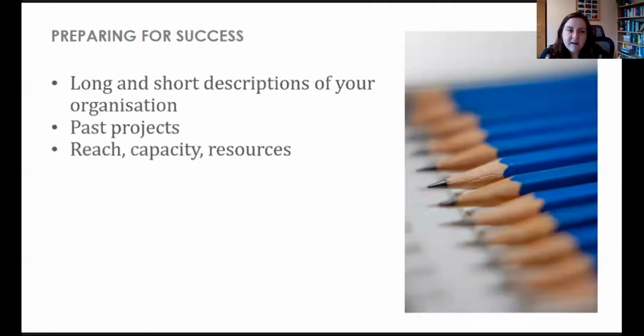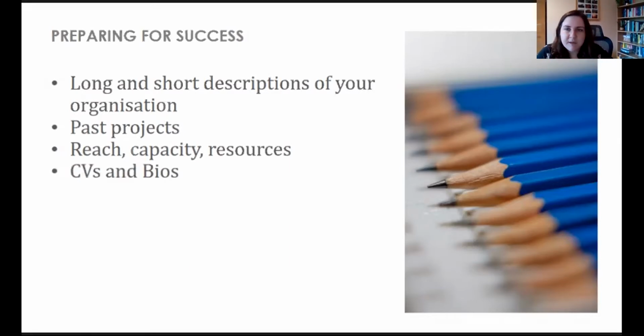So it's a good idea to have a sit down and think about that. What do we have to offer in terms of reach, in terms of capacity, and in terms of resources? And just even write a few lines on each, because it can make it so much easier to write about it fluently and well in an application.